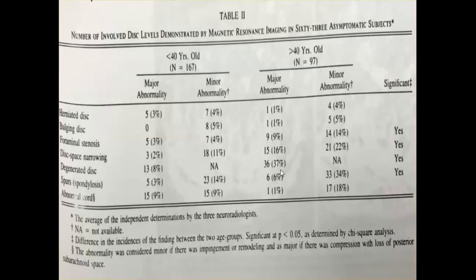But I think it gives you an idea that people get adjacent segment degeneration in the cervical spine. They never had surgery. So it's kind of a natural progression: as we get older, many people get more levels with problems. And again, these are patients completely asymptomatic. So it's interesting, I think. Okay, so now back to our patient.